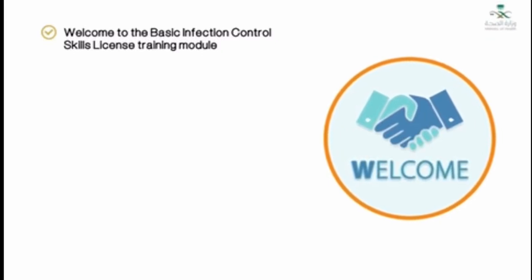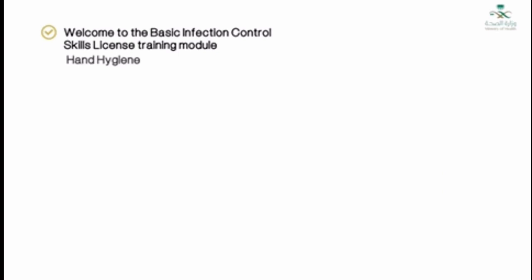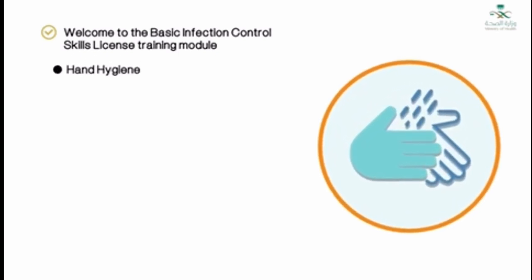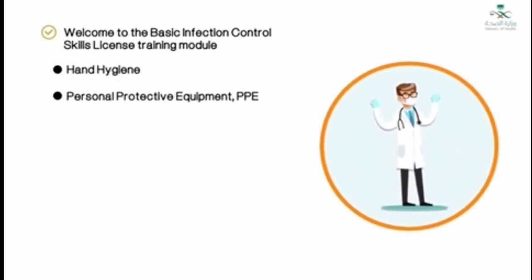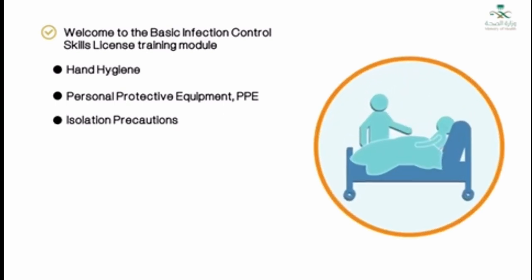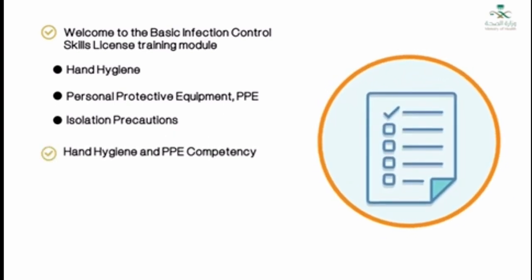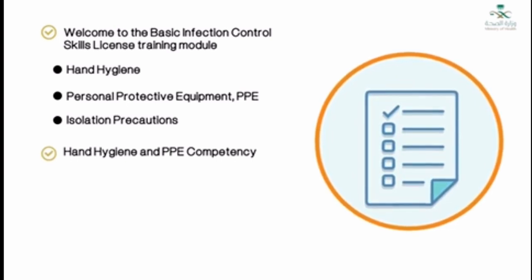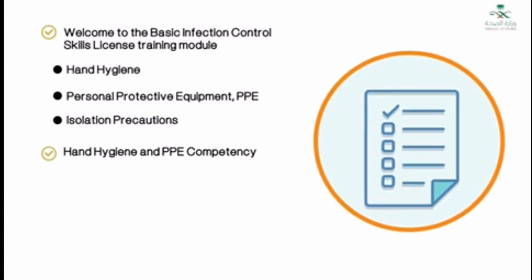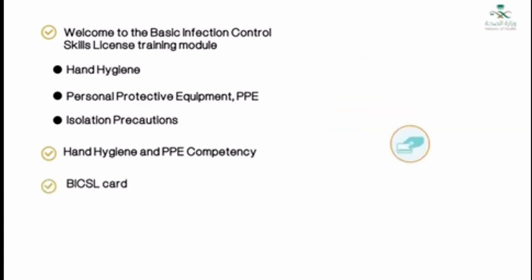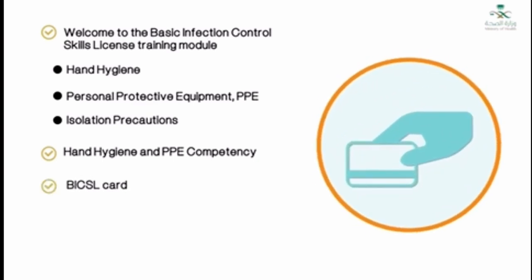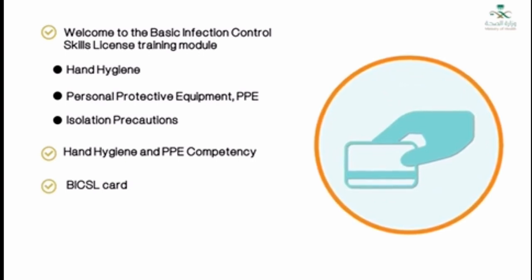Training, you'll learn about the main principles of infection prevention and control. These include hand hygiene, personal protective equipment, or PPE, and isolation precautions. After watching this video, your Bixel instructor will ask you to demonstrate hand hygiene technique and proper technique of wearing and removing personal protective equipment, and will assess your competency. If you complete the training successfully, along with completing the required vaccines, your instructor will issue you the Bixel card.